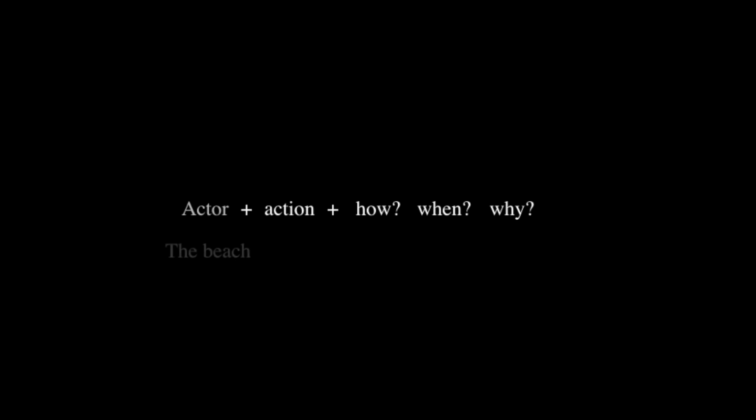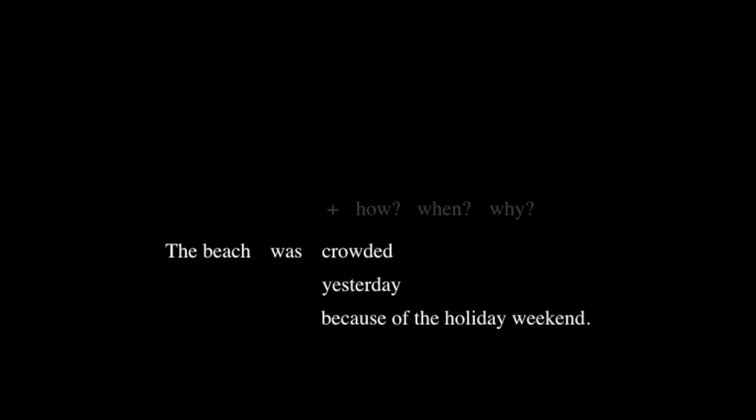So our actor is going to be the beach. What did the beach do? Well, we're going to use just a basic to be verb. The beach was. First, how was the beach? It was crowded. When was the beach crowded? It was crowded yesterday. And why was it crowded yesterday? Well, because of the holiday weekend. Okay, so now if we take these three answers and we put them all together, we get the beach was crowded yesterday because of the holiday weekend. There's no commas because, again, our answers were not parallel.